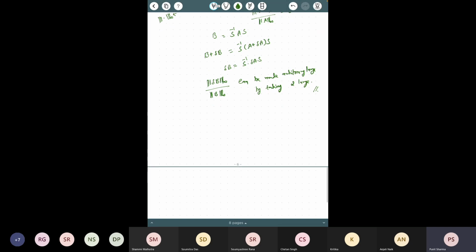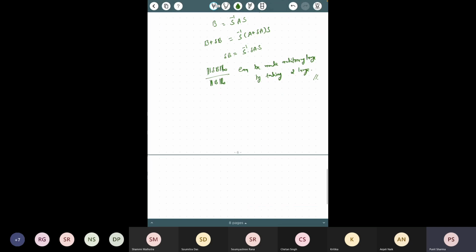Okay, so let me just recall a few more properties of unitary matrices. I will just list them here. You can verify these properties yourself. We have done this before, or you have done it in some other course. So suppose that you have a matrix U of size n cross n.